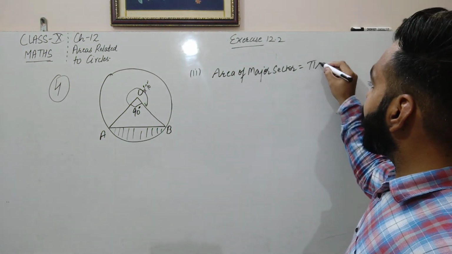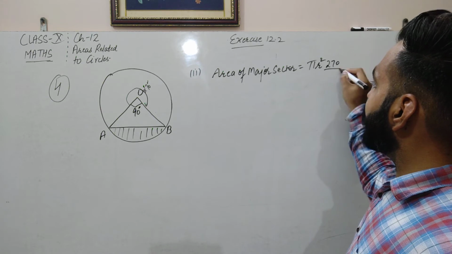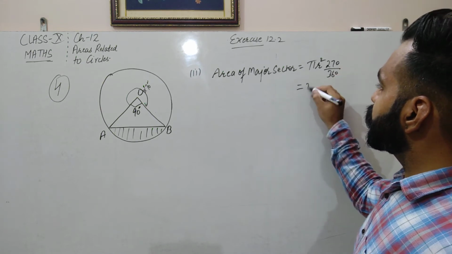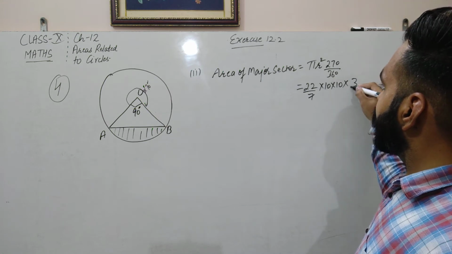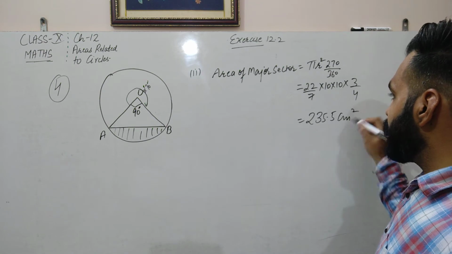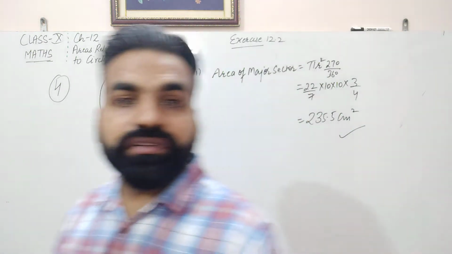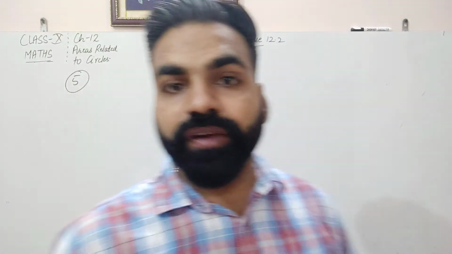So this will be pi r square. Now theta will be 270 by 360. So pi is 22 by 7, 10 into 10. This will be 3 by 4. So answer will be 235.5 centimeter square. So this was question number 4. Let's see question number 5 now.